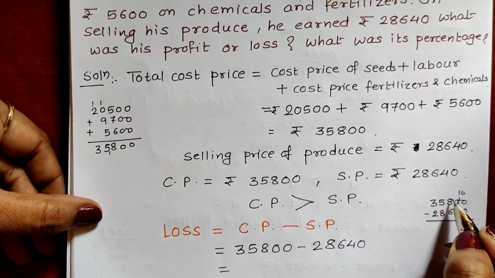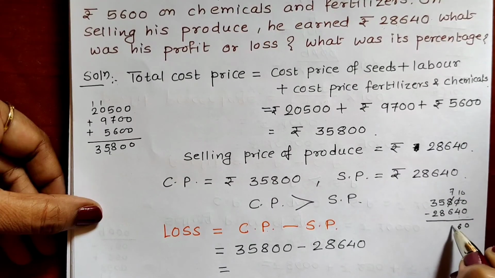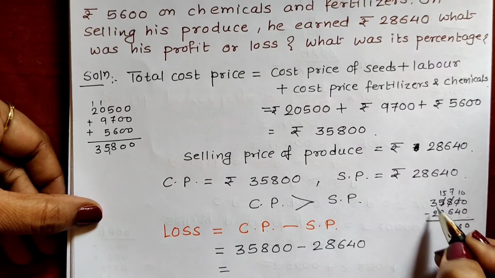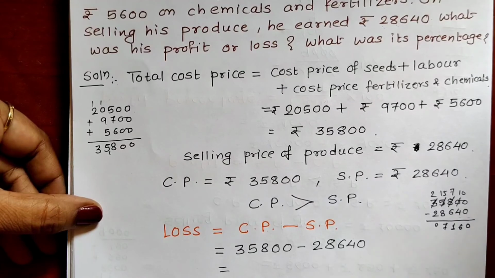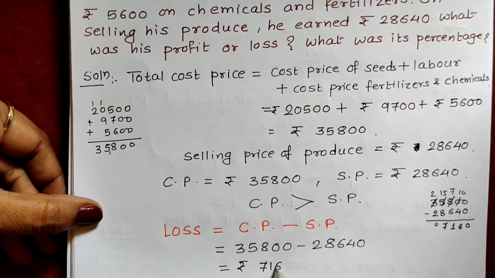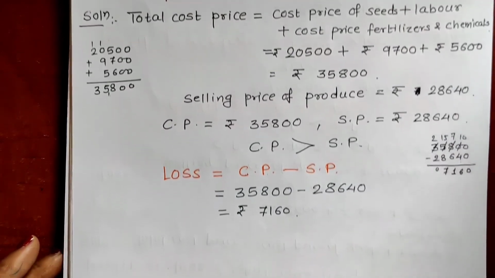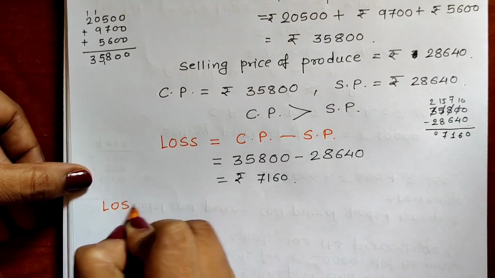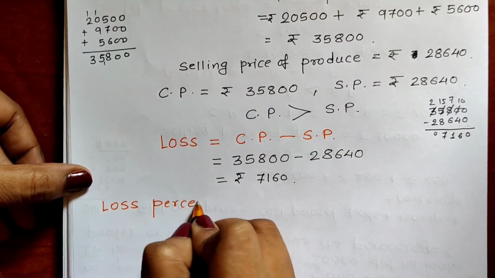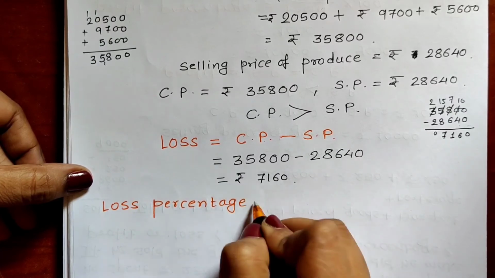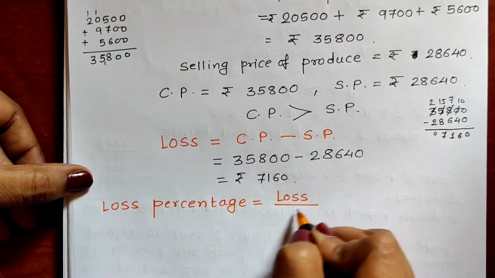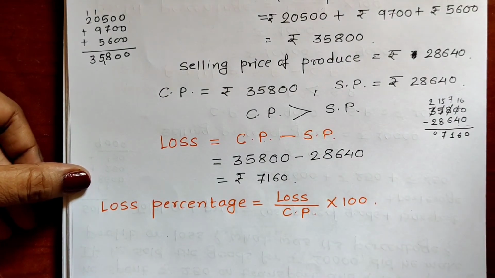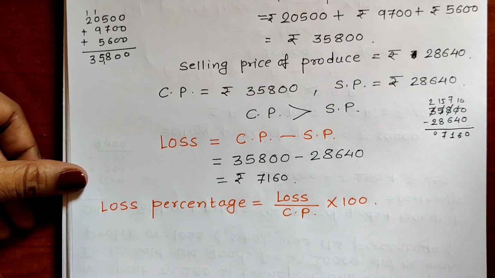10 minus 4, 6. 8 becomes 7. 7 minus 6, 1. 5 minus 8 cannot be done. We have to write 15. 15 minus 8 is 7. 3 becomes 2. 7,160 is his loss. Actual loss is 7,160. Now we have got the loss. We have to find out loss percentage. Loss percentage is loss divided by CP multiplied by 100. Okay, percentage means we have to multiply by 100.